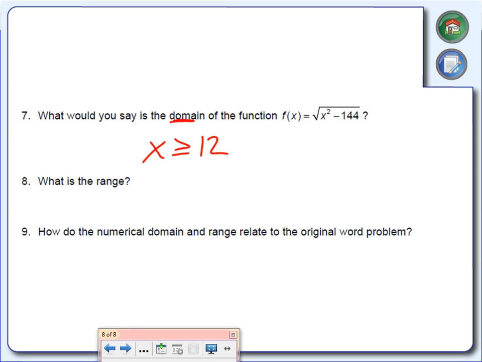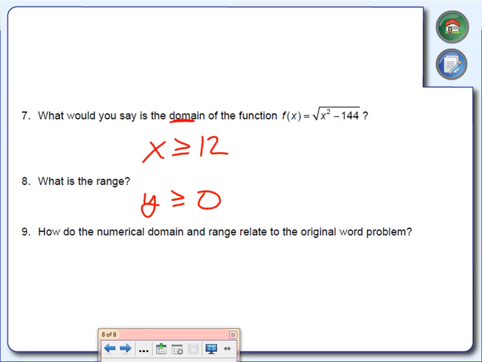Y'all remember when we did the table, we kept getting an error until we got to what number? 12. It wasn't until after 12 that we started seeing the y value. So the x values have to be greater than or equal to 12. What about the range, the y values? What kind of y values? Greater than or equal to 0. Y is greater than or equal to 0. There you go. Y values are anything greater than 0. Talking about height.